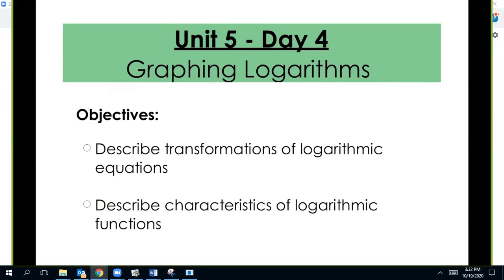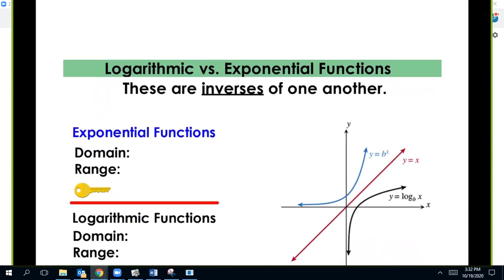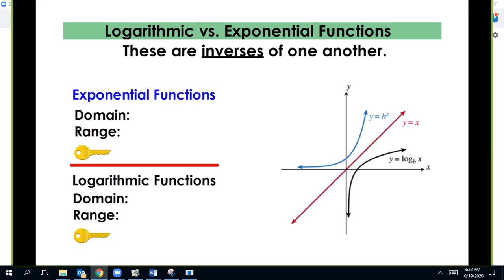Hi everyone. Today we will be graphing logarithms in our fourth day of Unit 5. So our objectives are to describe transformations and describe characteristics and also to graph. So for the first part, just wanted to quickly review what we looked at in the Desmos activity.